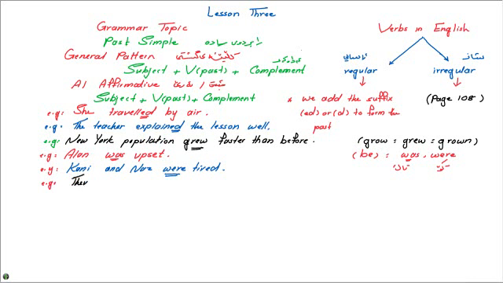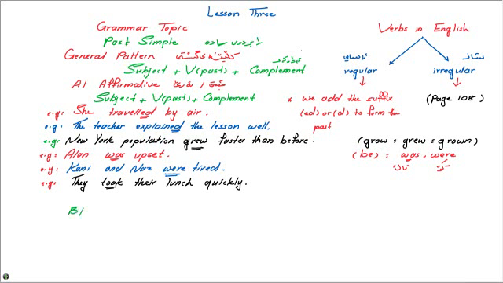They took their lunch quickly. They took. Took is also an irregular verb because it didn't take ed, the suffix ed. This is the affirmative: subject, verb in past form and complement.